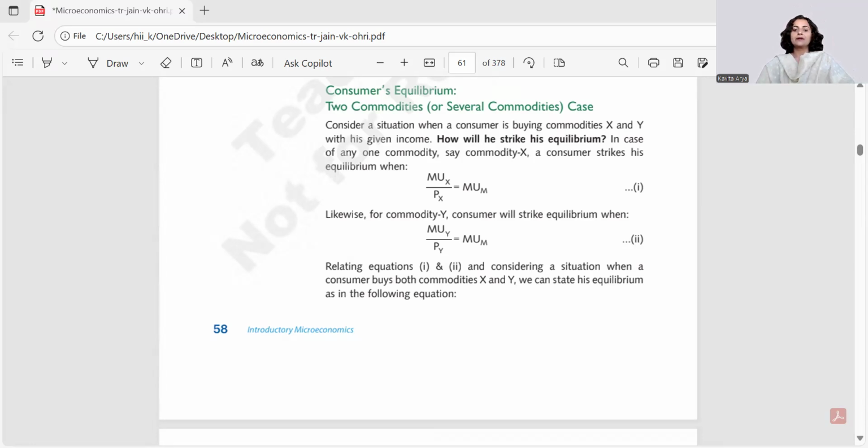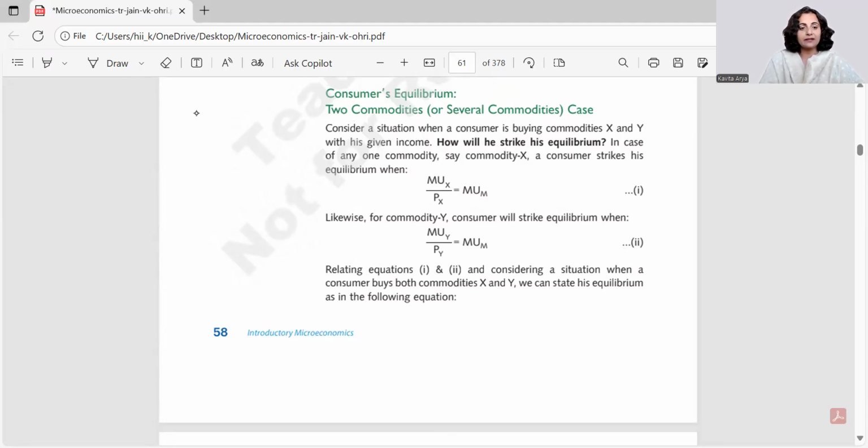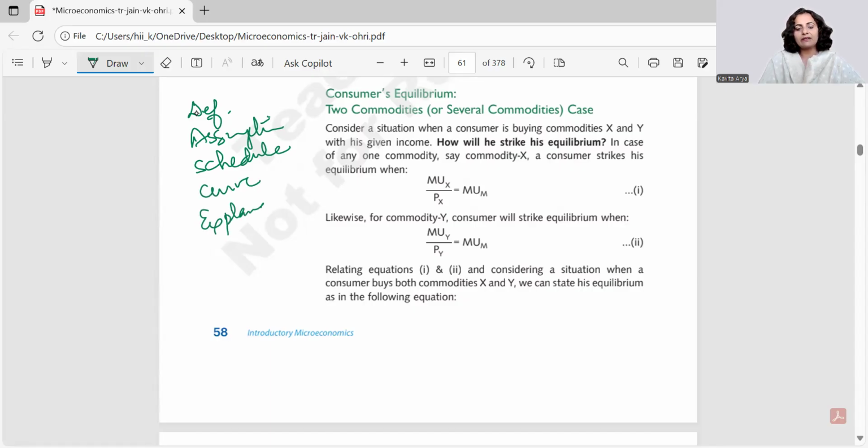Now, let's begin. When we talk about consumer equilibrium, I have told you several times, for 6 markers your mool mantra is you must give the definition, then assumptions, then schedule, curve, and your explanation. If this is the content given by you, in any question asked in economics, micro or macro, anywhere, nobody can deduct marks because this is what the explanation actually is.